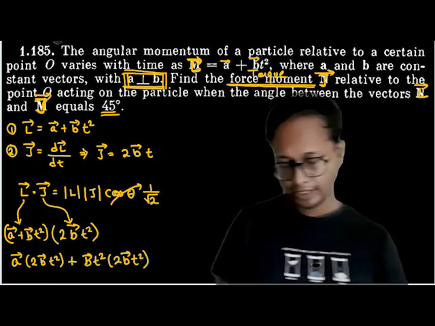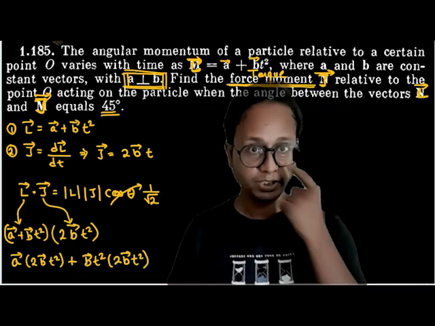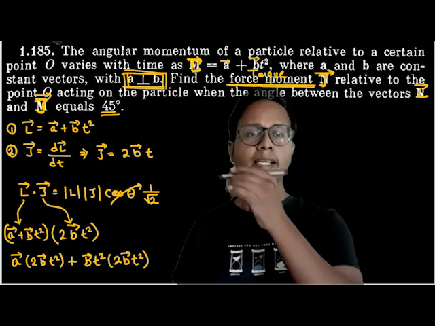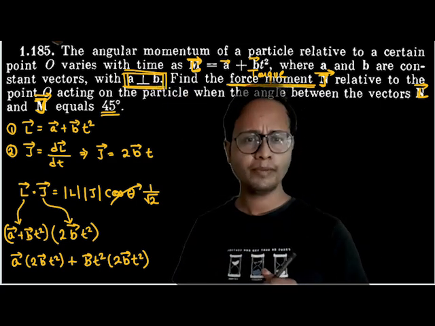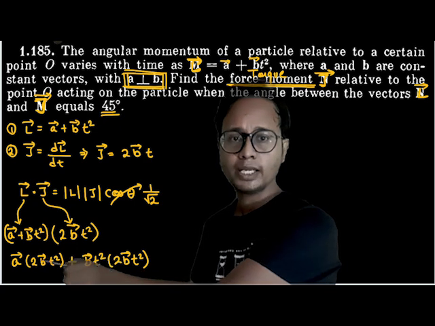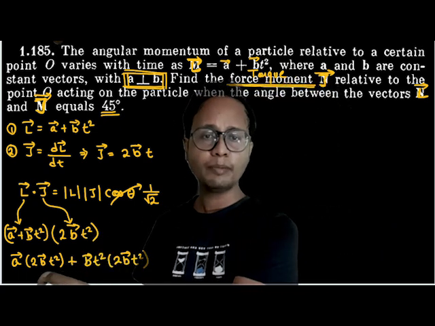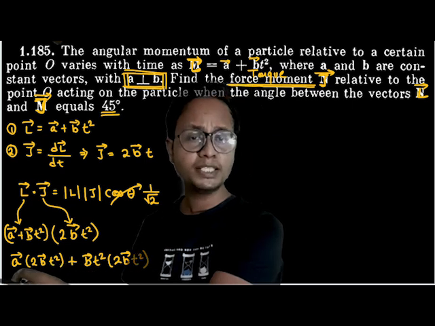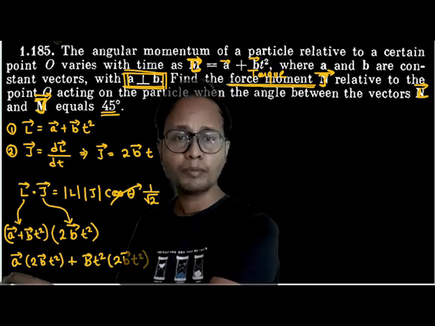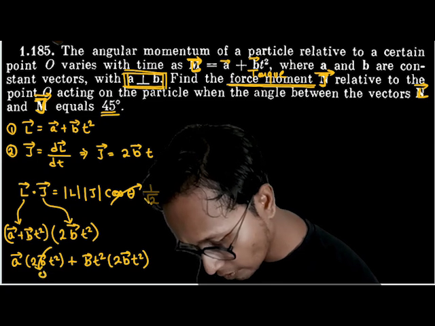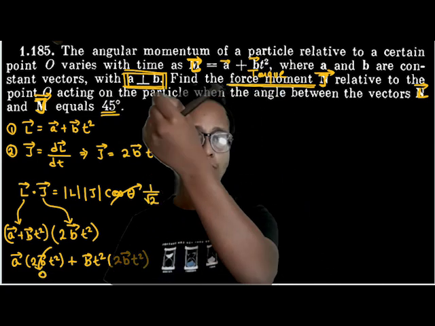The important thing given in the question is that a is perpendicular to b, that means the x axis is perpendicular to the y axis. Whenever you take the dot product a dot b, the angle between a and b is 90 degrees, and cos 90 is nothing but 0. So this entire term becomes 0, because a is perpendicular to b.